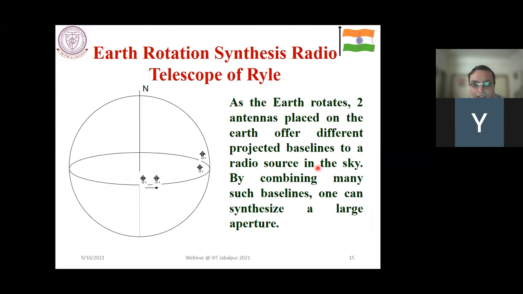comes another interesting thing. Well, suppose you have made an array antenna where the antenna baseline is like this kind of straight line. Now, the Earth is also rotating. At one time, it is offering this much baseline. At one time, this line, and this one, this one. So what is happening? The resolution power will become a function of time.